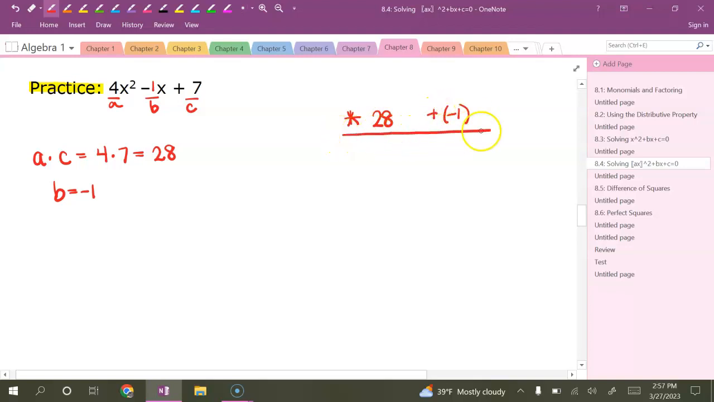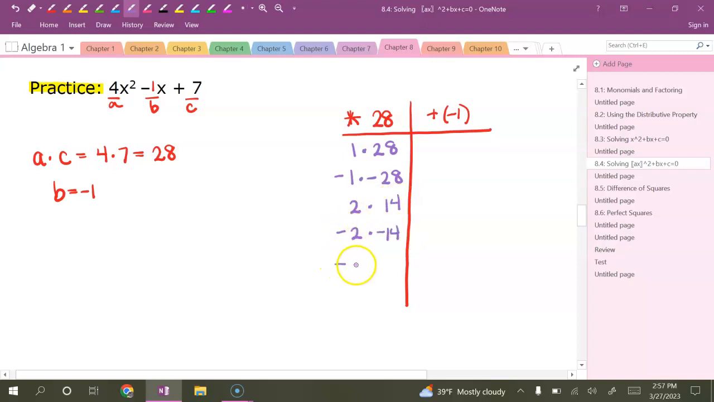And a lot of you might have gotten to this part, and you might have even started to list out your factors. So like 1 and 28, or you could even have done negative 1 and negative 28. You could do 2 and 14, negative 2 and negative 14. 4 and 7, or negative 4 and negative 7.